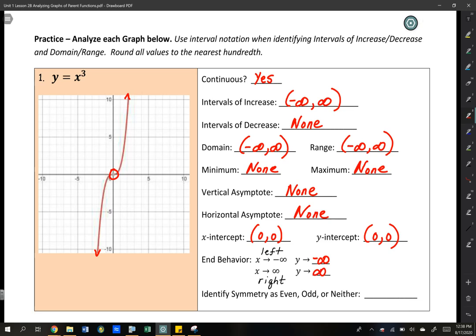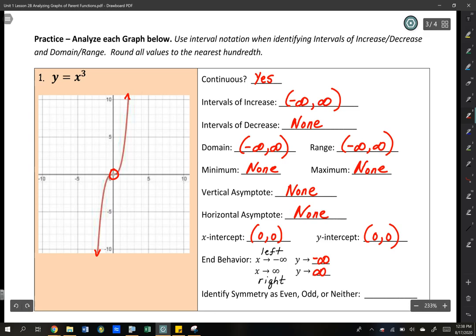And lastly, you're just viewing the graph and identifying symmetry: even, odd, or neither. So if it reflects over the y-axis, it would be even. If it reflects about the origin, it would be odd. Otherwise, it's just neither. And this graph reflects about the origin.